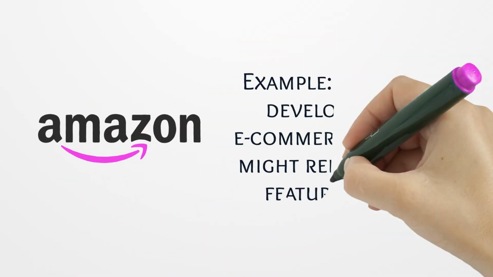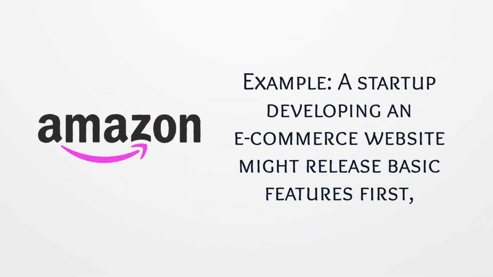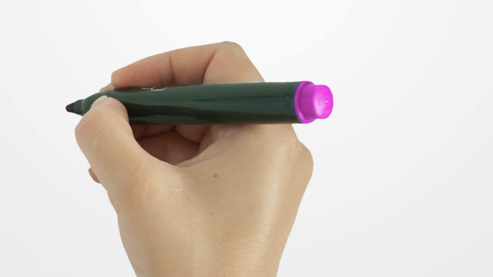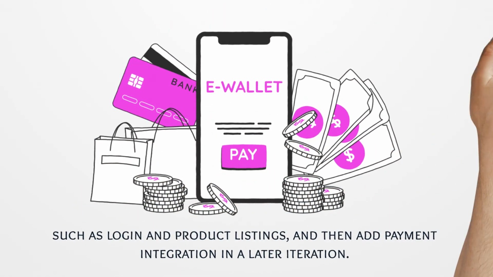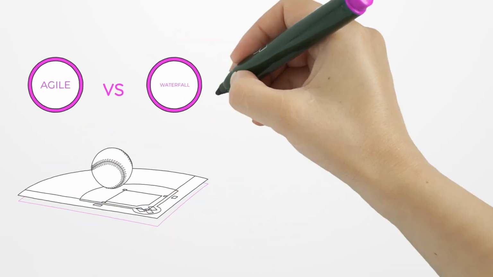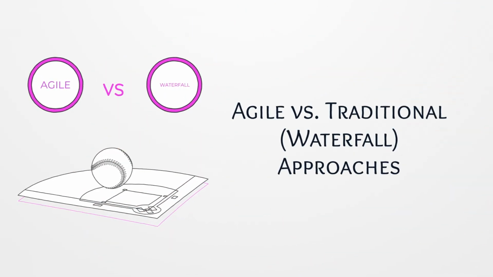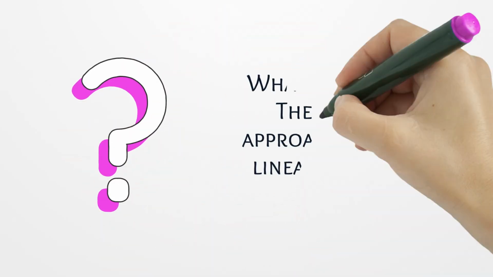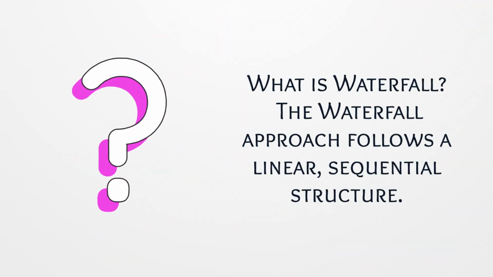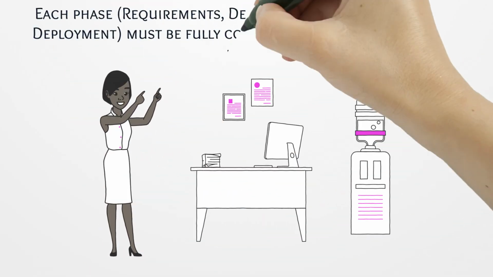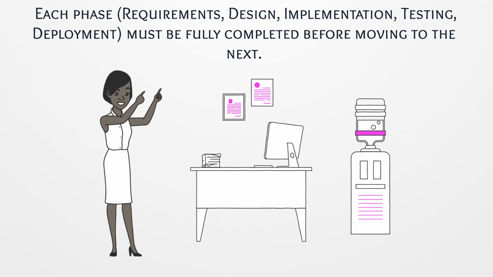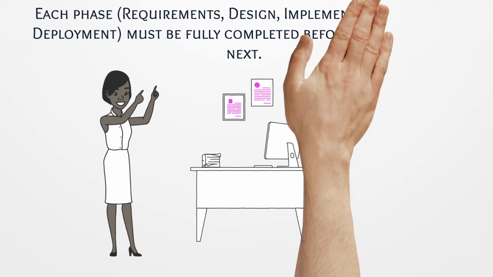Example: a startup developing an e-commerce website might release basic features first, such as login and product listings, and then add payment integration in a later iteration. Agile versus traditional waterfall approaches. What is waterfall? The waterfall approach follows a linear, sequential structure. Each phase, requirements, design, implementation, testing, deployment, must be fully completed before moving to the next.